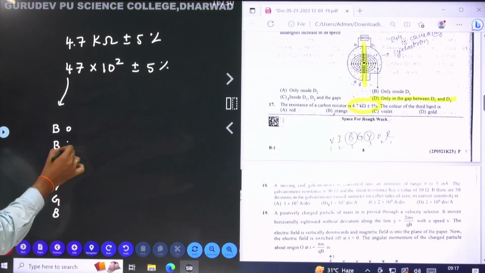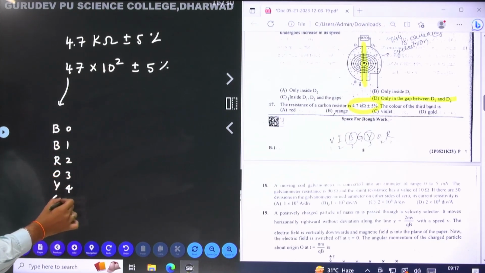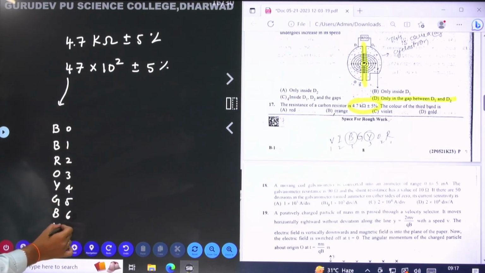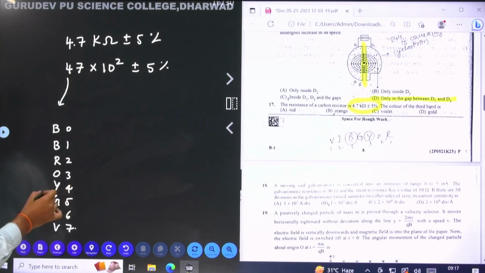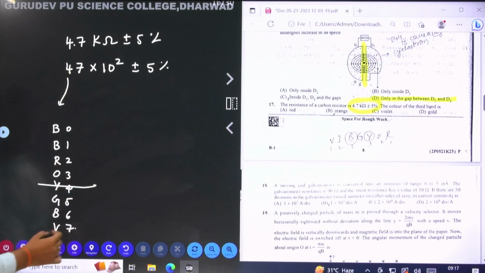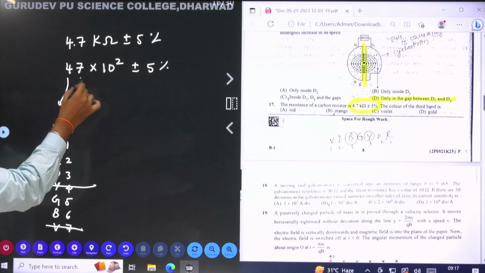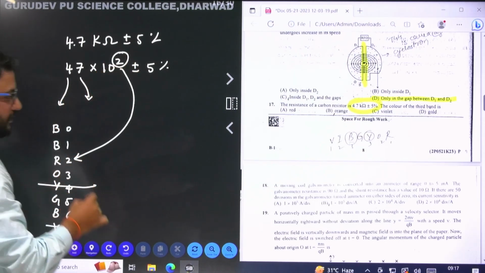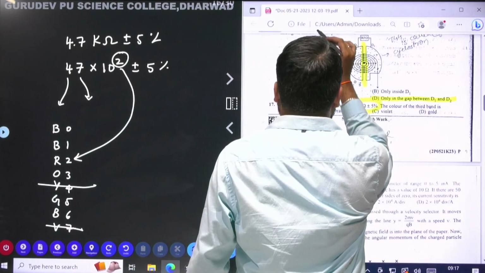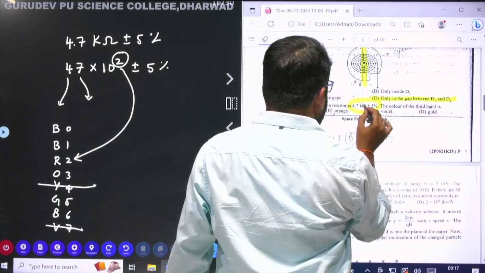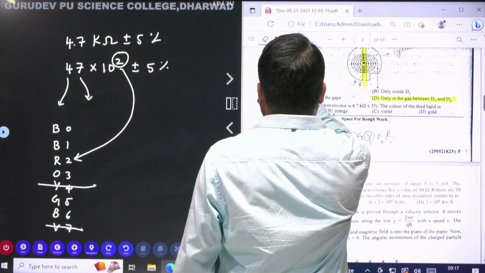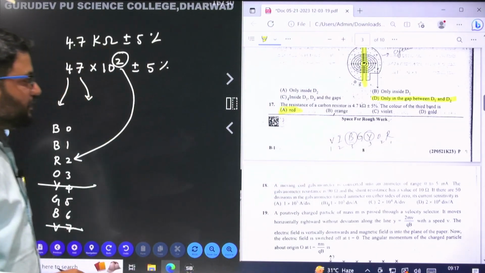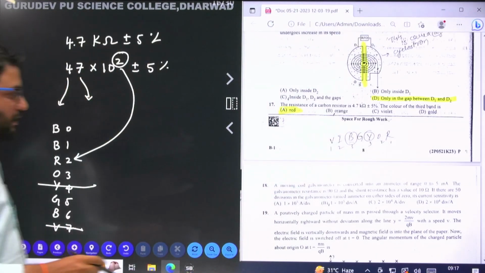So this is 0, 1, 2, 3, 4, 5, 6. So 7 I need, so it would be V7. Now this 4 is for which one? Yellow. Violet for 7. But they are not asking this one. They were asking us what this is, and this is red. So my answer for this question is red. Which option is right for it? The option is A. So red is the right answer for this question. I hope you got it.